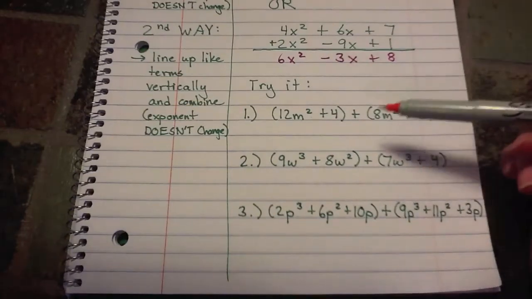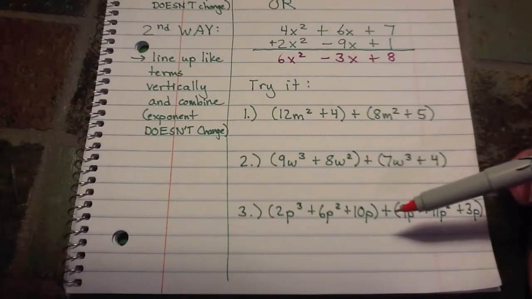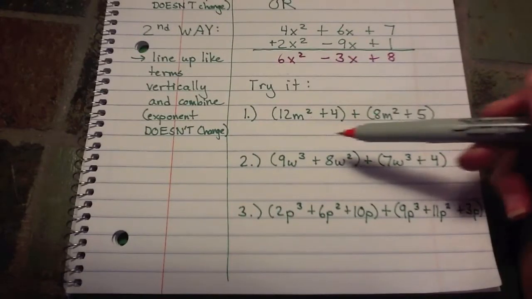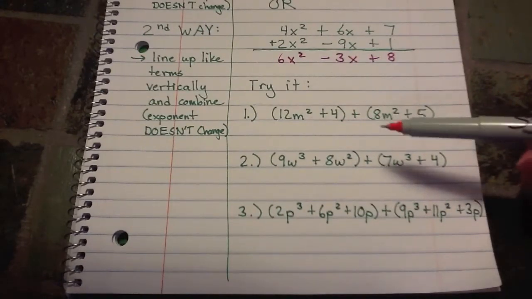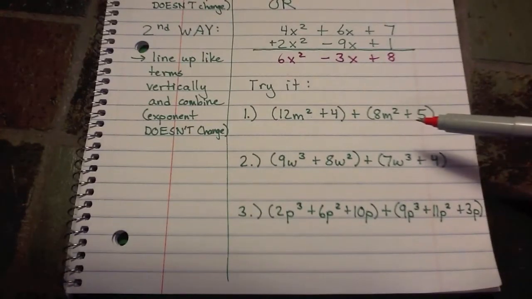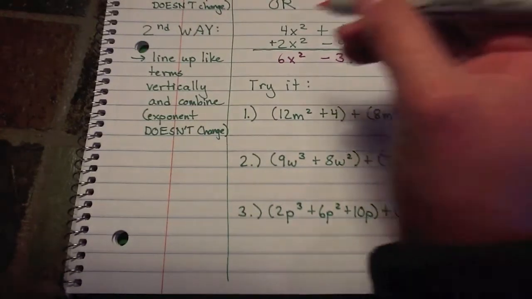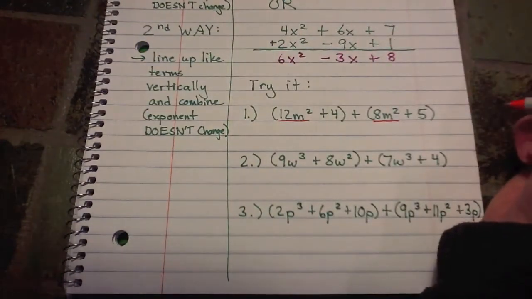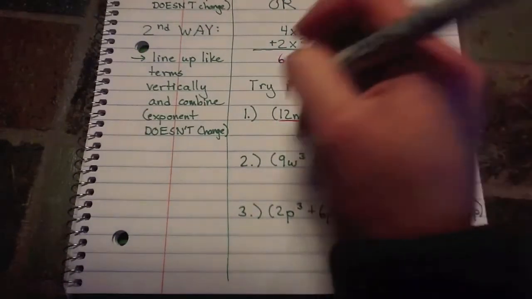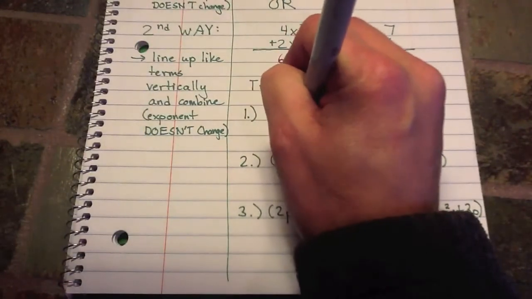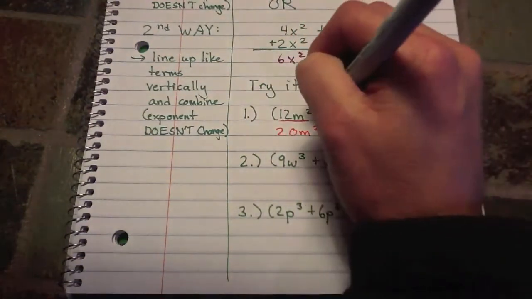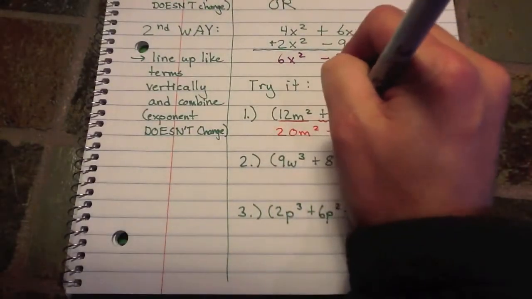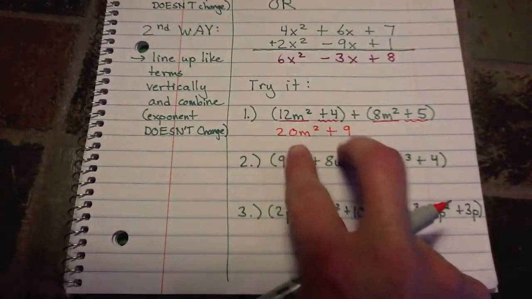Since I notice that there's an addition sign here, I'm not going to worry about my parentheses at all. I'm just going to kind of skip a step to save room here. And I'm going to pretend like the parentheses have already been dropped, and I'm just going to look for like terms. So notice I have a 12m squared and an 8m squared. 12 plus 8 is 20. So I have 20m squared. And then I also noticed that I had a 4 and a positive 5, which is plus 9, and that is simplified.